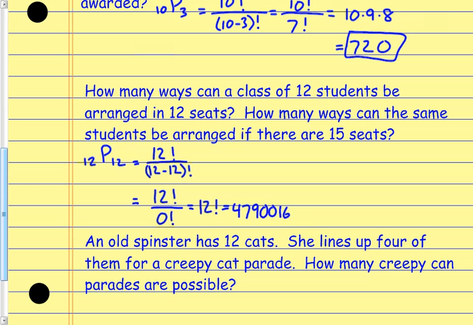This huge number. And now we ask this continuation question of, well, what if there are 15 seats? What if I'm doing 15 factorial, 15 choose 12? In other words, now I have 15 factorial over 15 minus 12 factorial. And when I do that, sorry, I have my factorial in the wrong spot here. That could have been disastrous.